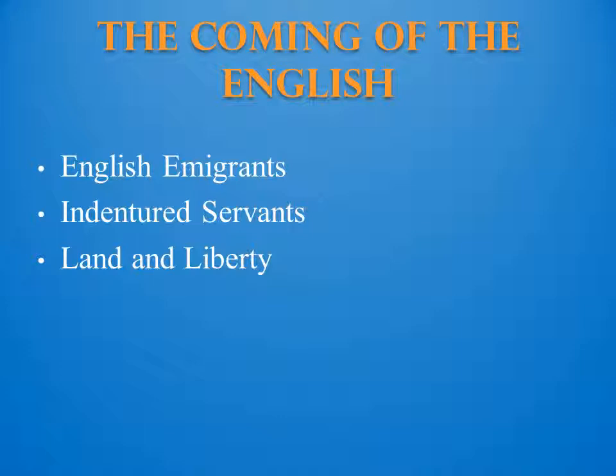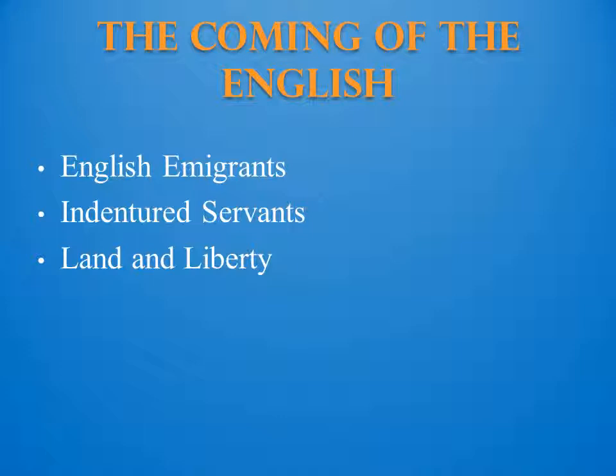Because economic conditions in England were so bad, more migrants in the 17th century, about 500,000, had left England than France or Spain. So more English are coming than anybody else.